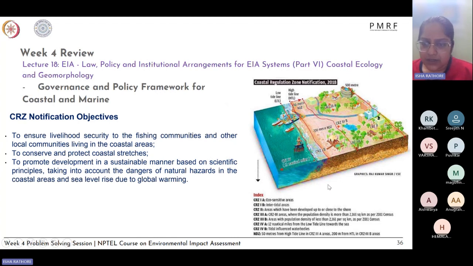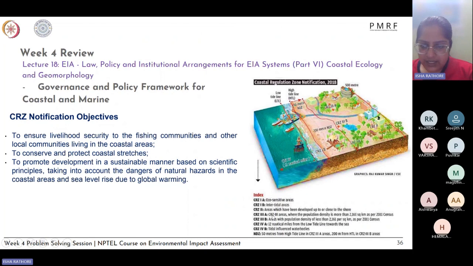So different zones which are decided based on the tide lines. So we have the intertidal area, CRZ1B. CRZ1B is the zone which is between the low tide and high tide lines, the intertidal area. Then CRZ2, which is the areas which have been developed up to or close to the shore.